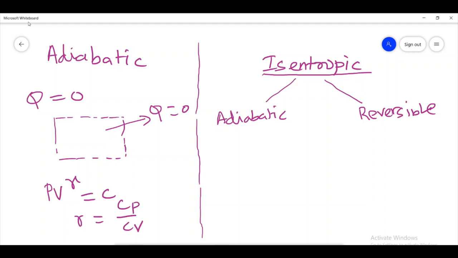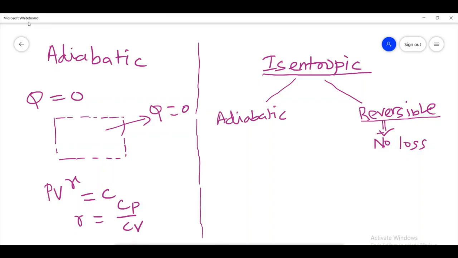Adiabatic we have discussed, and then what is meant by reversible? Reversible is nothing but no loss. When we say the process is reversible, it means no loss due to this process. And what is meant by no loss? How do we understand it from the process? That is also we need to see.